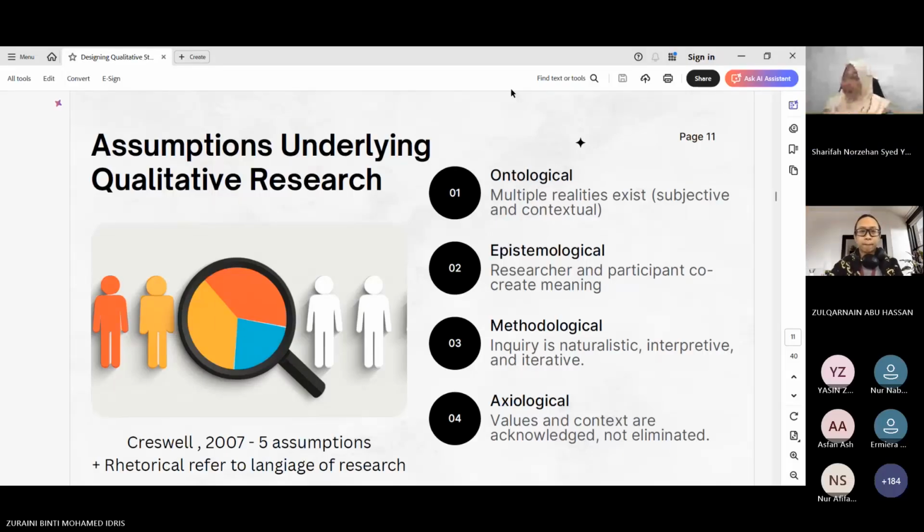Any question? Yeah? Assumptions underlying qualitative research. You have a question, Aswan? No, Prof. Okay, because I see your hand is raised, so I thought that you have a question.